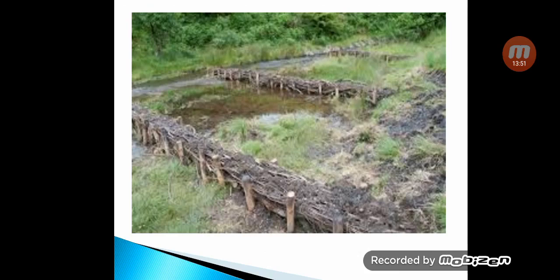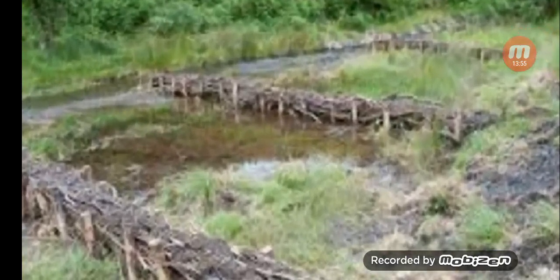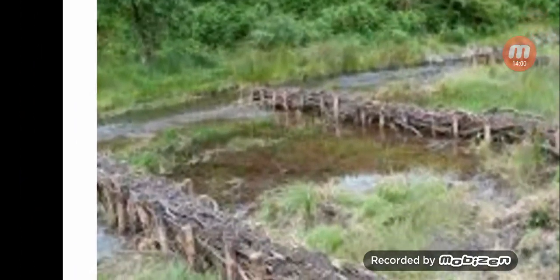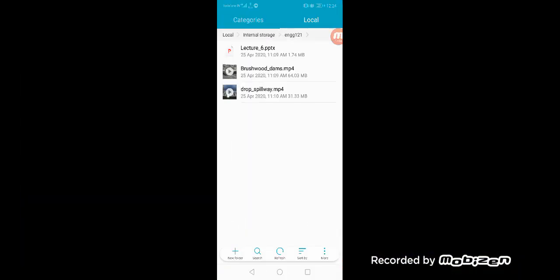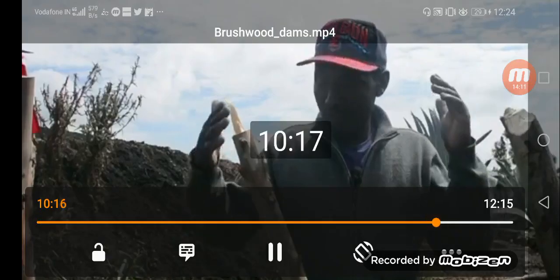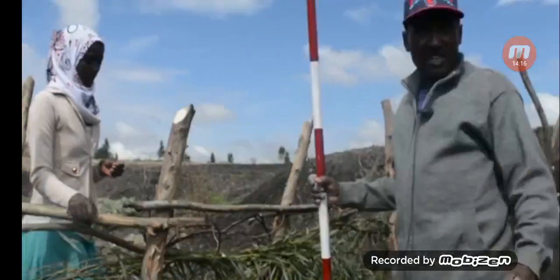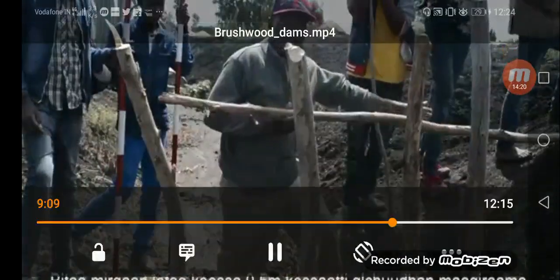So this is the brushwood dam. This is the brushwood dam. You can see here this brushwood dam construction.